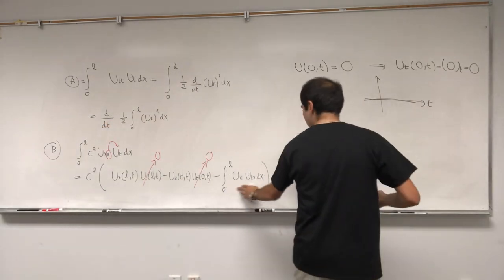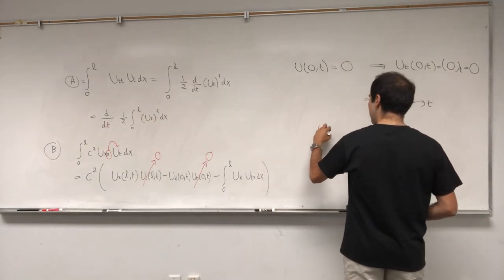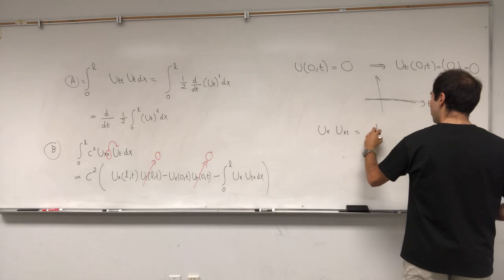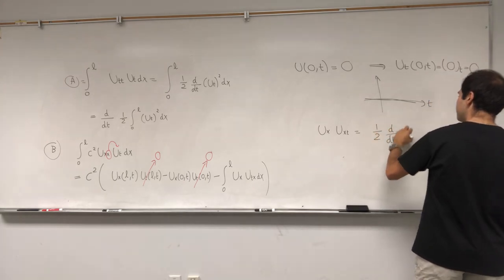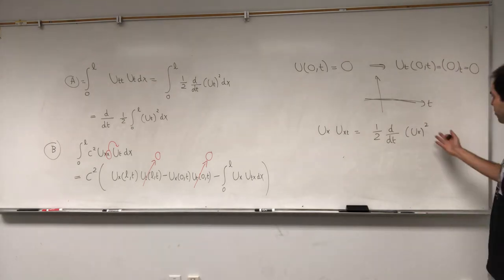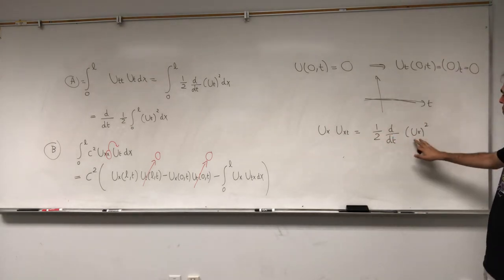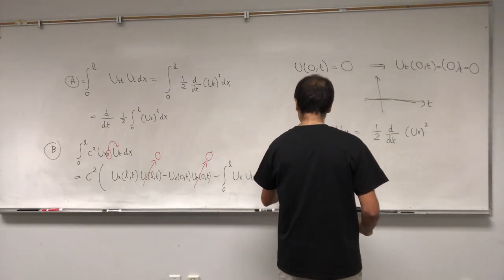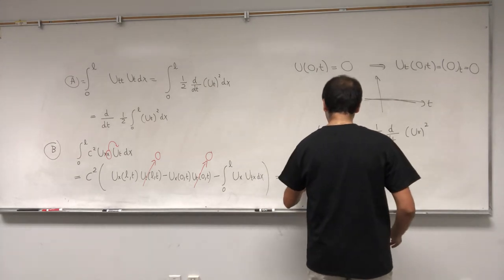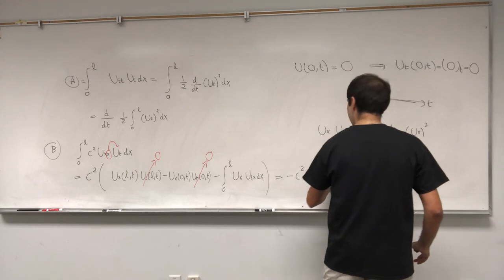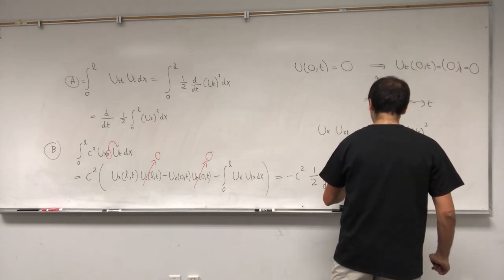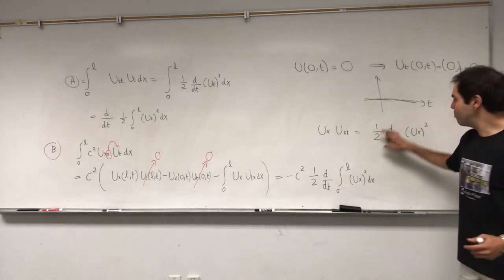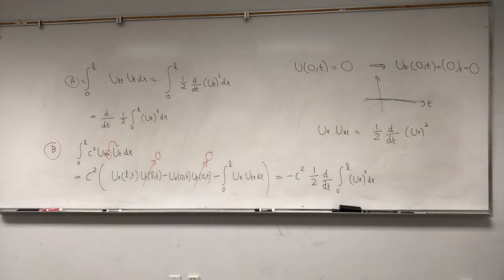And lastly, what about this term? Well, notice, u_x u_xt, that's also a time derivative, that's 1/2 d/dt of u_x squared. Because if you differentiate that, you get 2 times 1/2, and a u_x, u_xt. So really what you're left with is minus c squared, again 1/2 d/dt, and the integral from 0 to L of u_x squared dx. And again, what I did, I took this 1/2 d/dt and pulled it out.